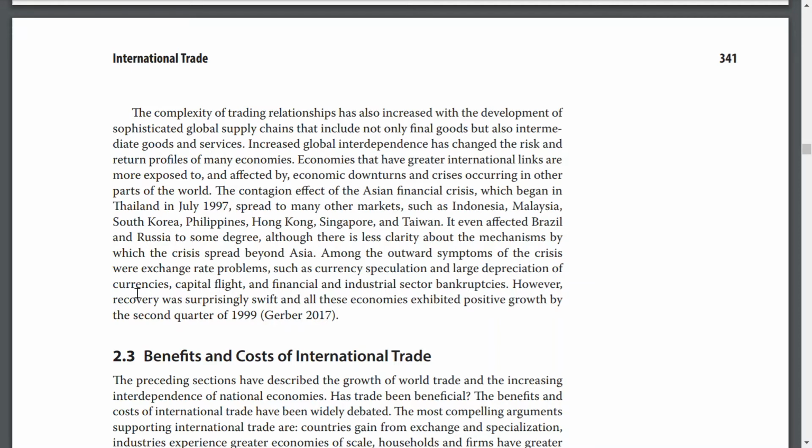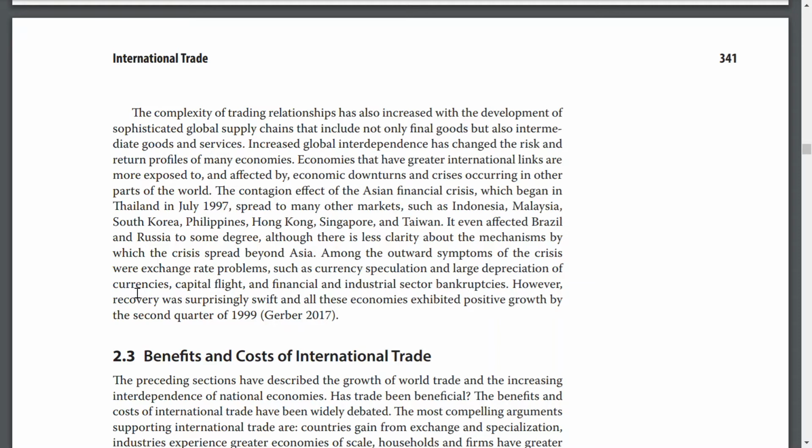Increasing global interdependence has changed the risk and return profile of many economies. Economies with greater international links are more exposed to and affected by economic downturns and crises occurring in other parts of the world. The contagion effect of the Asian financial crisis, which began in Thailand in 1997, spread to many other markets such as Indonesia, Malaysia, South Korea, Philippines, Hong Kong, Singapore, and Taiwan.